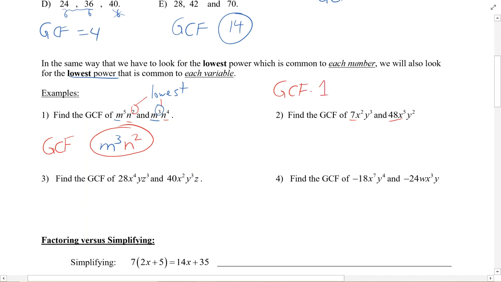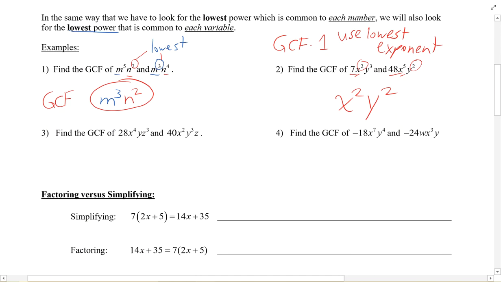Okay? Now look at your letters. We have an X in both of them. What's the lowest exponent? A 2. Look at the Y. There's a Y in both of them. What's the lowest exponent? A 2. So you've got to use the lowest, right? Use the lowest exponent. Good. Now these are getting into some harder ones here.